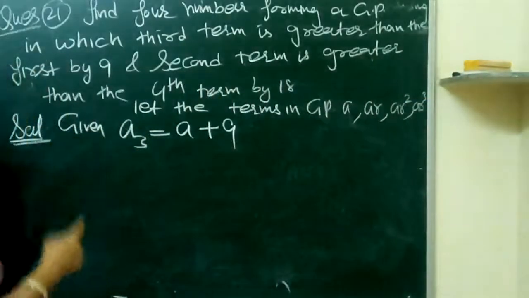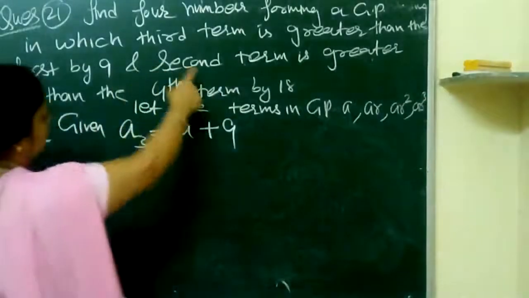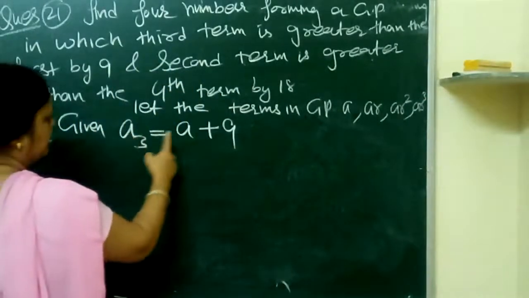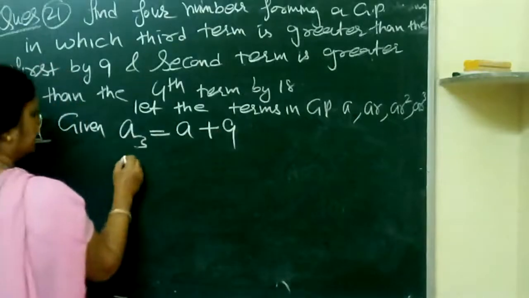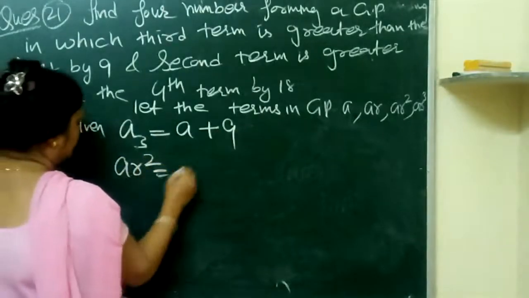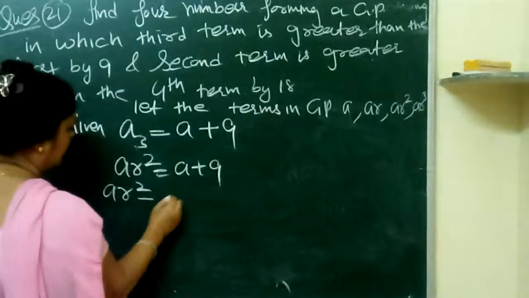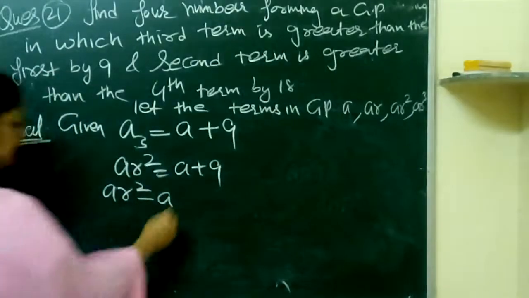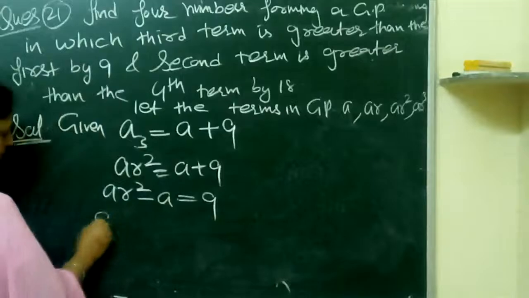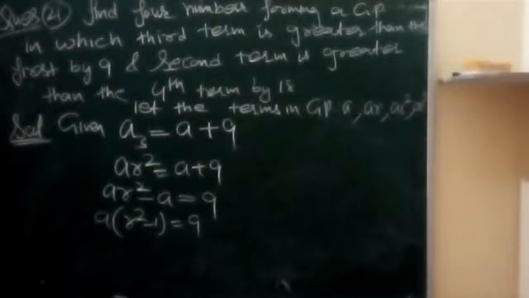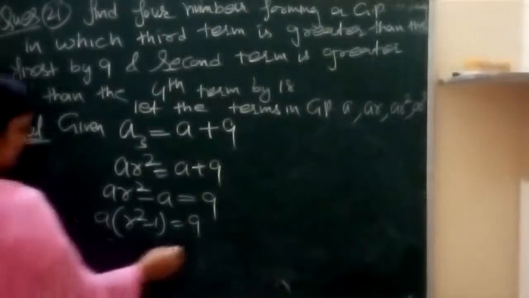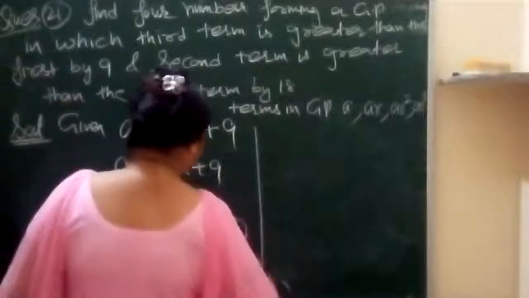So for the third term, what is given? A3 is equal to A plus 9. What is A3? That is AR square equal to A plus 9. After that, we transfer this term: AR square minus A is equal to 9. Taking A common, it becomes A into R square minus 1 equal to 9. Let it be equation 1.